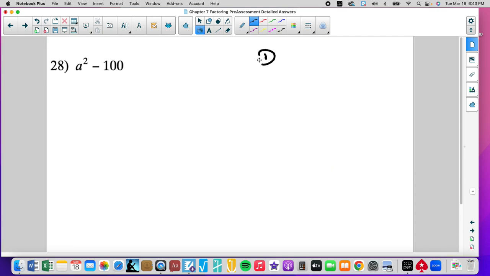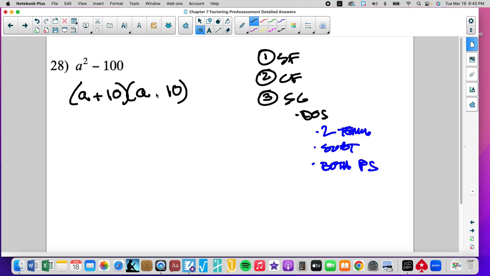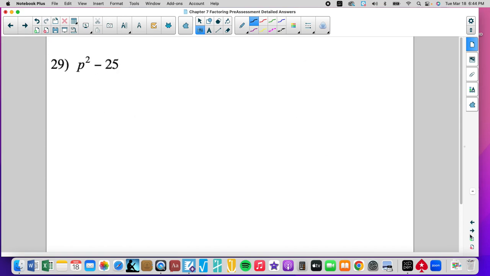Okay, standard form, common factor, special case. Is it the difference of squares? 2 terms, yes. Subtraction, yes. Both perfect squares, yes. So square root of a squared is a, square root of 100 is 10, and we do plus minus, and that would be conjugates. That's what the difference of squares produces.